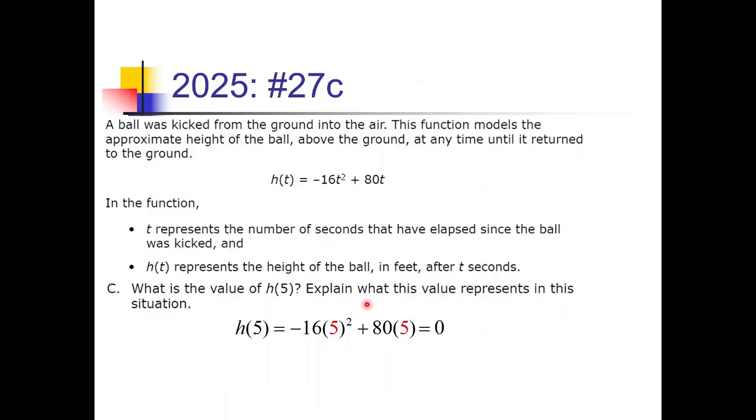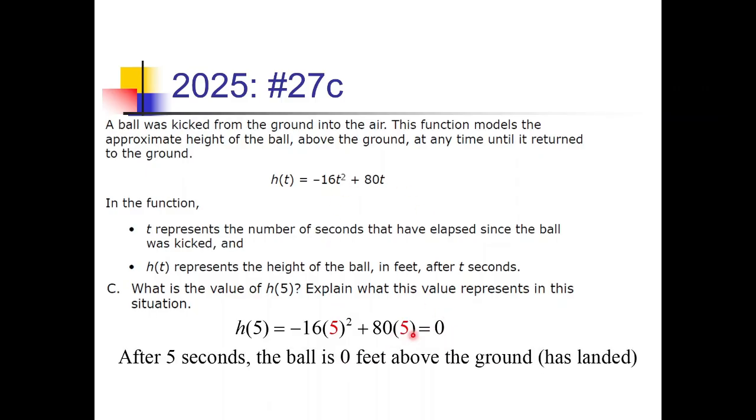Okay, so what does that actually mean? They want to explain this value in the situation. So we plugged in an input of 5. That was 5 seconds. And we got back an output of 0. That's 0 feet above the ground. So after 5 seconds have passed, we are 0 feet above the ground, which is basically saying the ball has landed, right? Because if you're at 0, then you're on the ground.